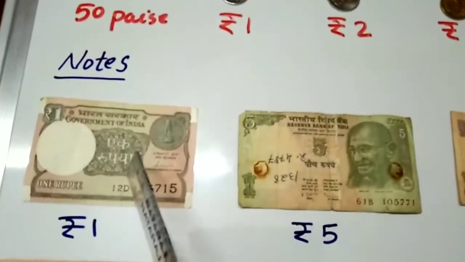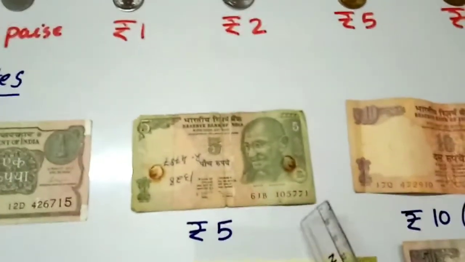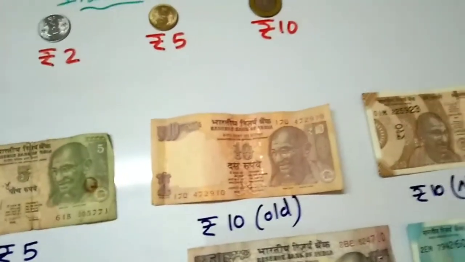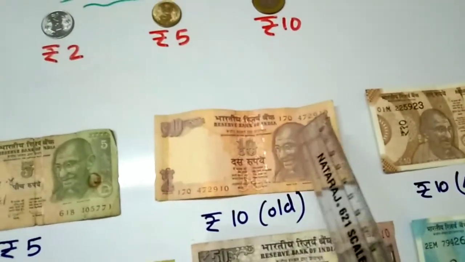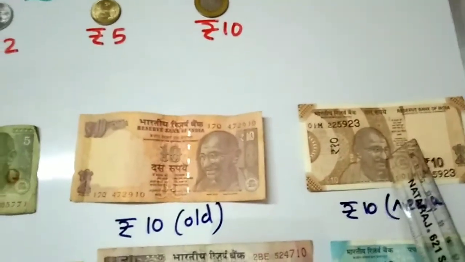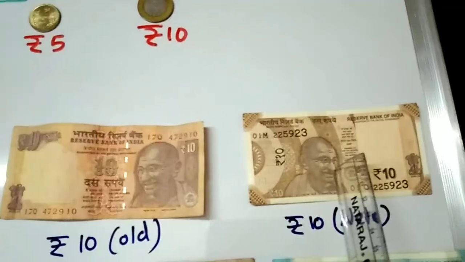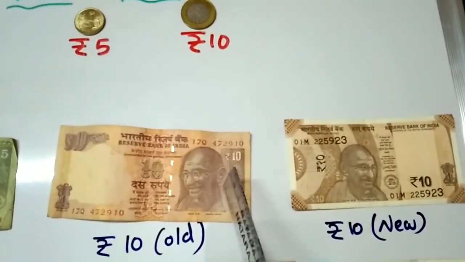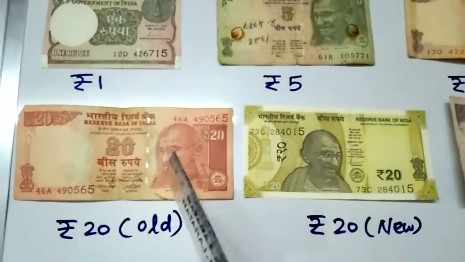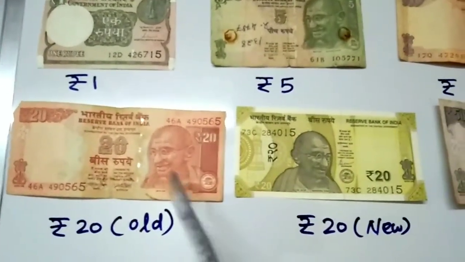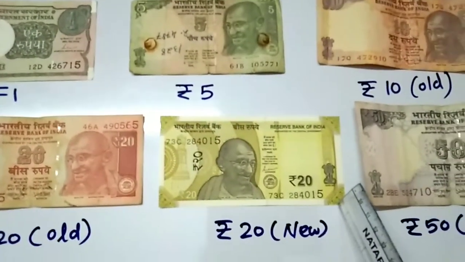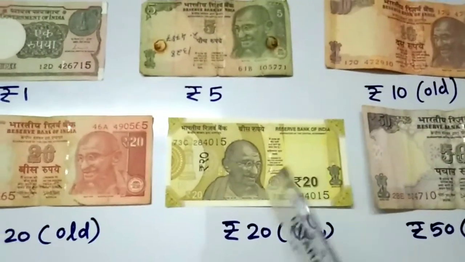1 rupee note. This is 5 rupee note. 10 rupee. The old one is this one. This is 10 rupee, new one. New 10 rupee note. This one is old one. Then this is 20 rupee note. This one is old one. And this one is new one. New 20 rupee note.